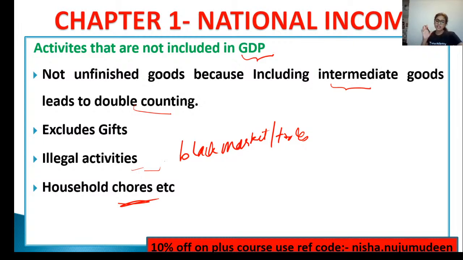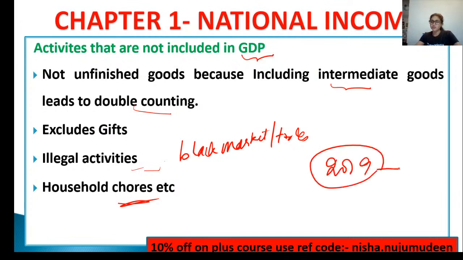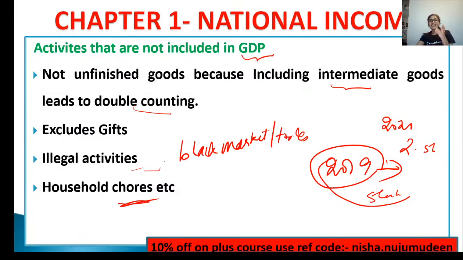And one more important thing is that, for example, a car is produced in 2019. Now the price of the car is 5 lakh rupees. In the year 2019, the value of this final good will be included for your GDP calculation. But in 2020, if I am buying this car from my friend, she is selling it to me, let's say, for 2 lakhs or 2.5 lakhs. In that case, it is like an after sale. So now only for 1 year the production cost of the car will be included.